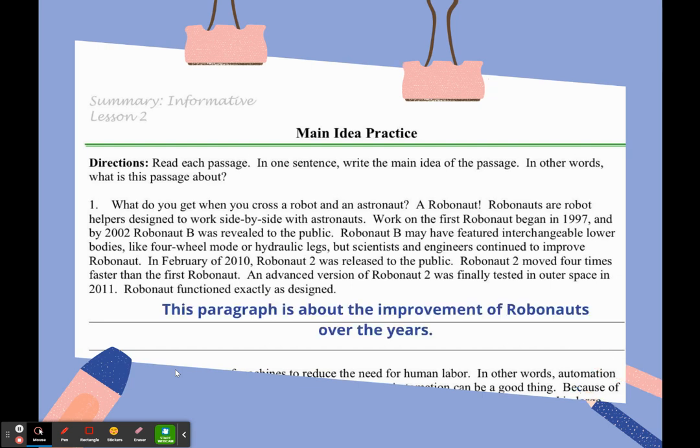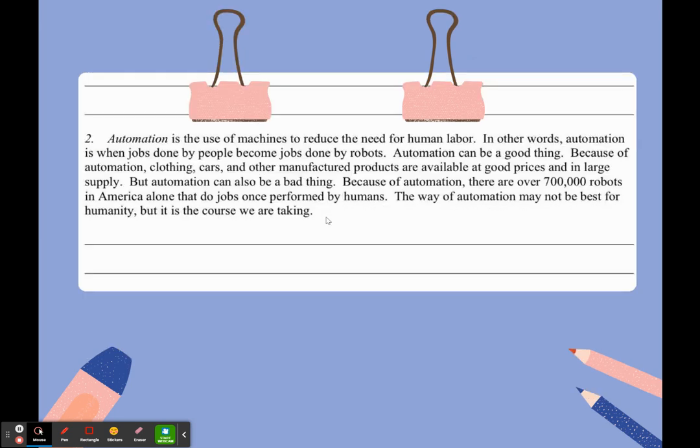Okay, so the main idea of this paragraph is about the improvements of robonauts over the years. A lot of people will just say robonauts are robot astronauts because that's what it says in these first 2 sentences, but that's not what the rest of the paragraph is talking about. So it's really important that you make sure you get what the entire paragraph is talking about and not just the first part.